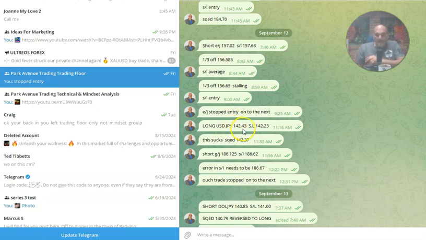I went long US dollar yen at 142.43, stop loss 142.23. I said the trade sucks. I got out at 142.37 because it wasn't going, I just got out.